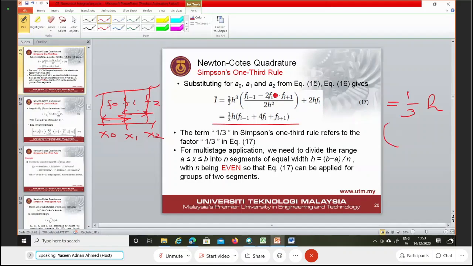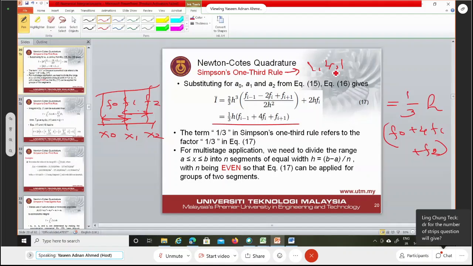In this case, we are considering a single rule, not a composite rule. A single rule should have at least 3 ordinates. So we will have f0 plus 4f1 plus f2. So the multiplier is 1, 4, 1. Simpson's 1/3 rule is also known as the 1, 4, 1 rule. The number of strips in the question will be given. If it is not given, you can choose the minimum one. Normally the formula is given for Simpson's first rule for n equal to 4, maybe 6, or 2 should be given.